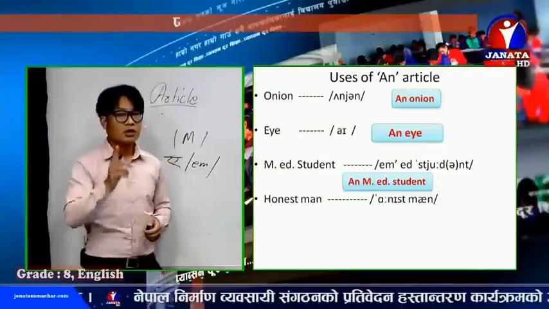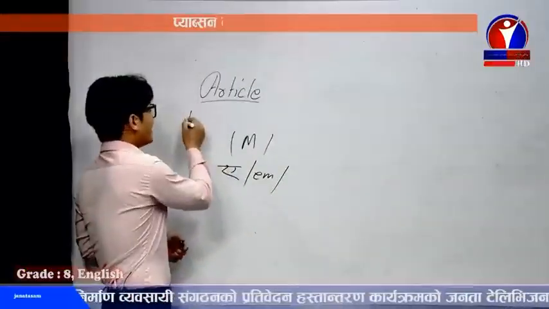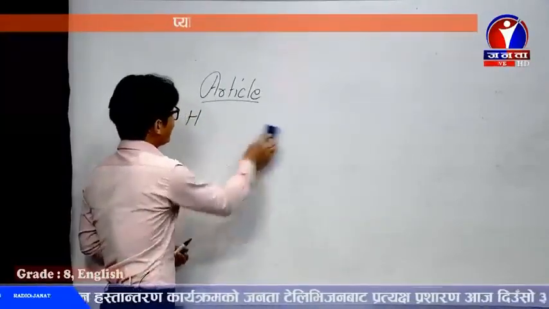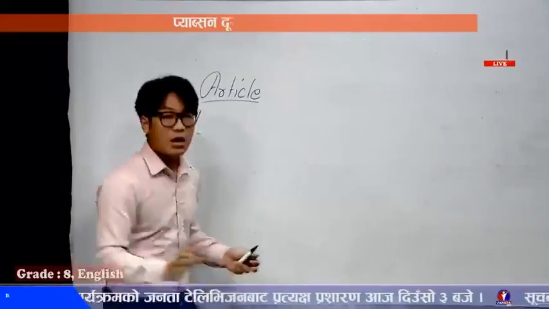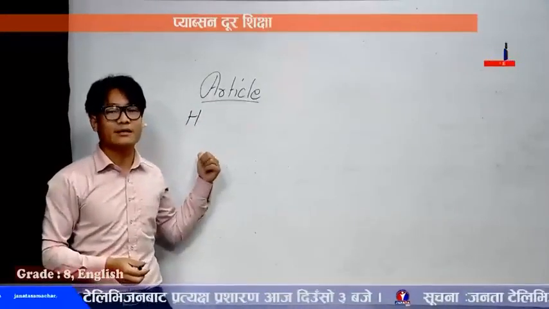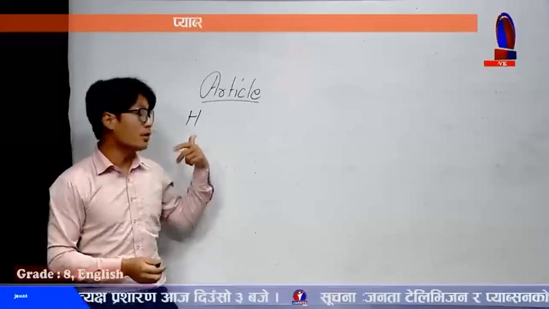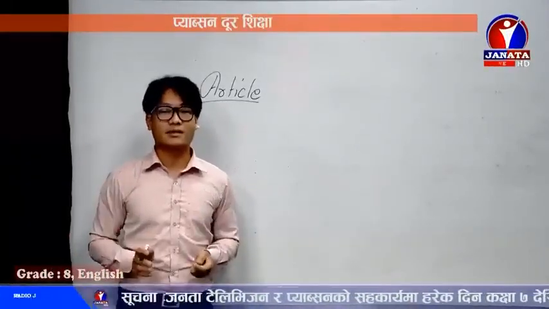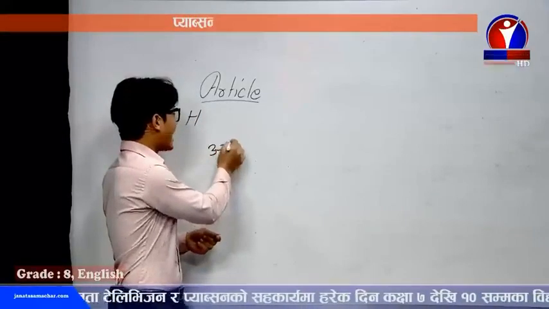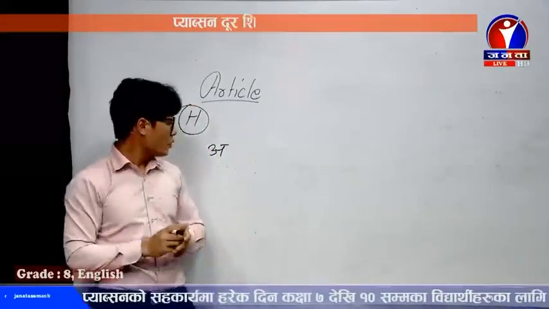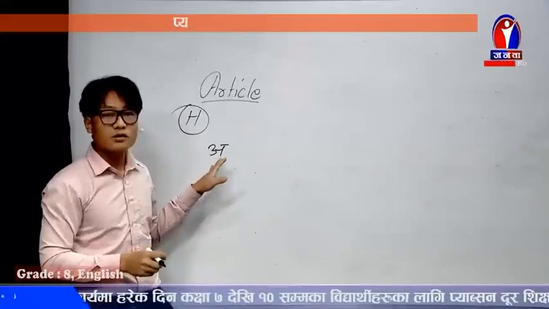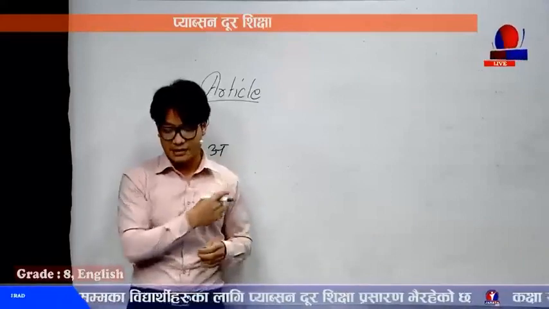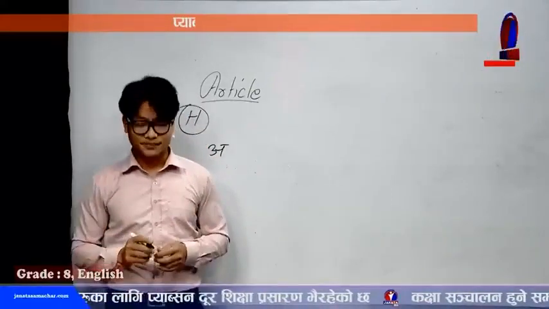Next is honest man. Honest man. The first letter of honest is H, and we know that H is a consonant letter, but we are not going to focus on this consonant letter. We are going to focus on the sound. It starts with o, as H is silent here. So we are going to use the article according to the o. So obviously it takes an, you can see in the slide: an honest man.